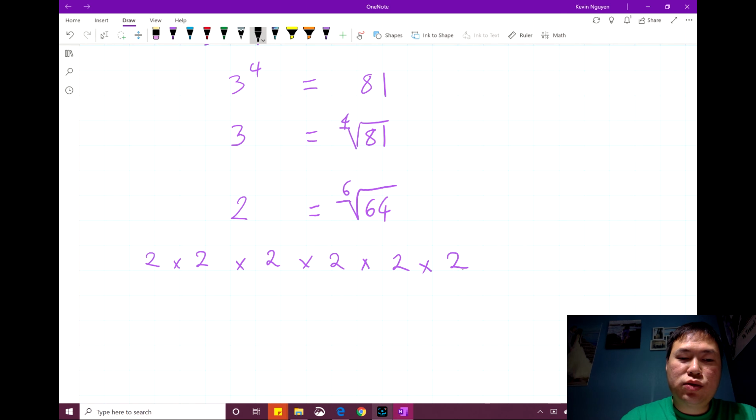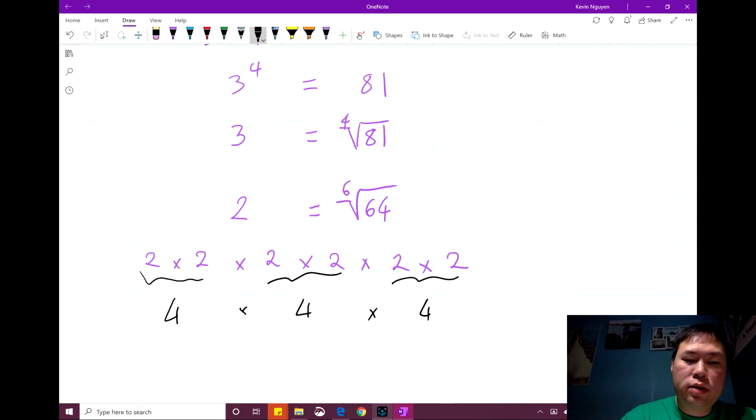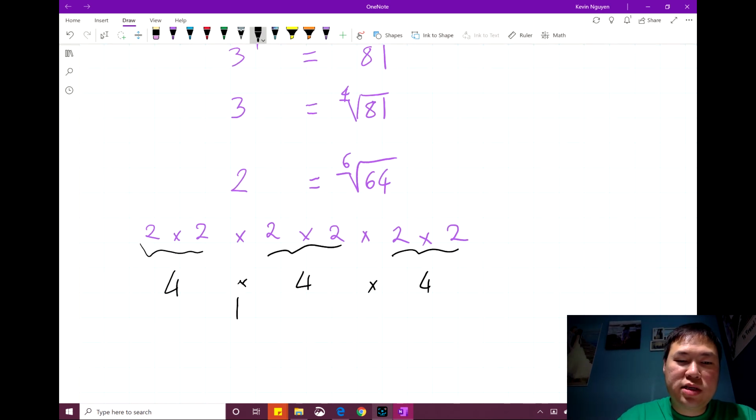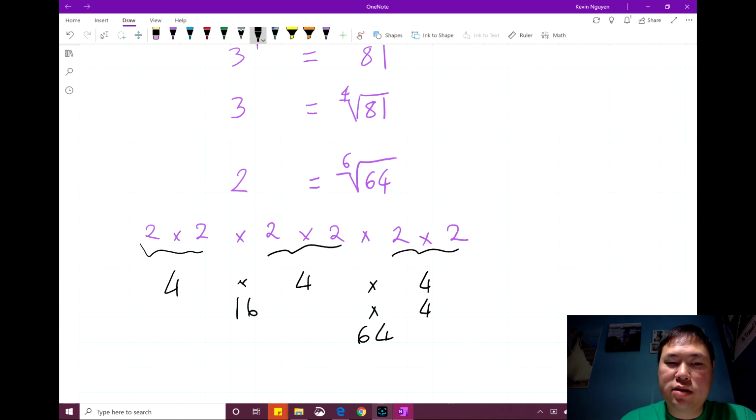And again, the easiest way is going to be doing every 2 together. That's 4. That's 4 again. 2 times 2 is 4. And then we still have to multiply. I'm doing 4 times 4 is 16. 16 times 4 is 64. That's one way to think about it.